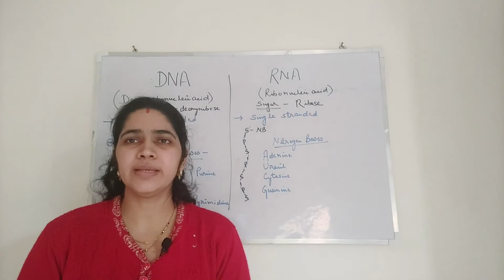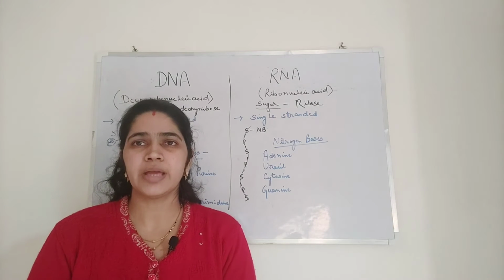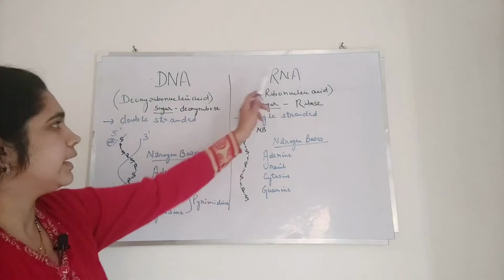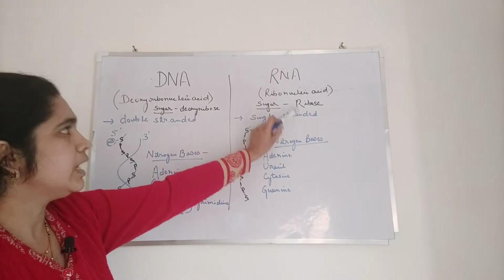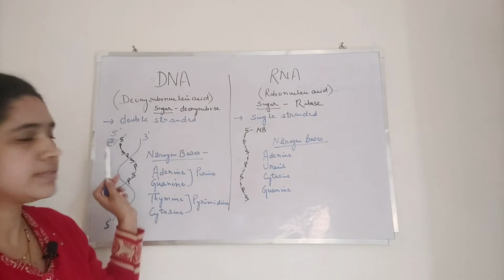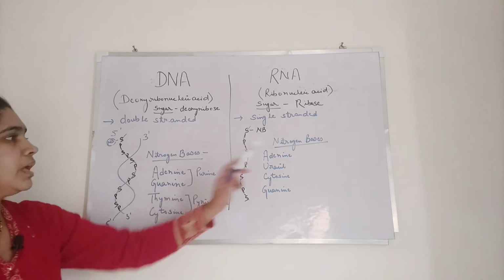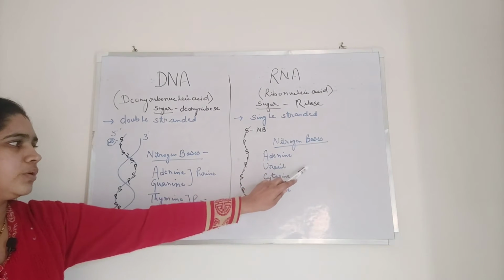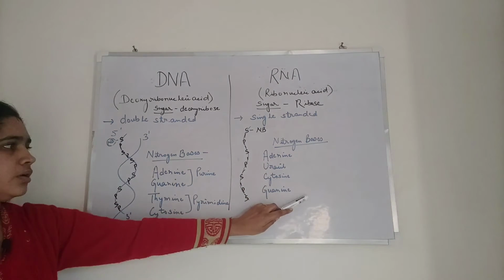RNA is very similar in structure to that of the DNA but differs in subtle ways. Here in RNA, the sugar is ribose sugar. RNA is single stranded, whereas DNA is double stranded. The four nitrogenous bases in RNA are adenine, uracil, cytosine and guanine.